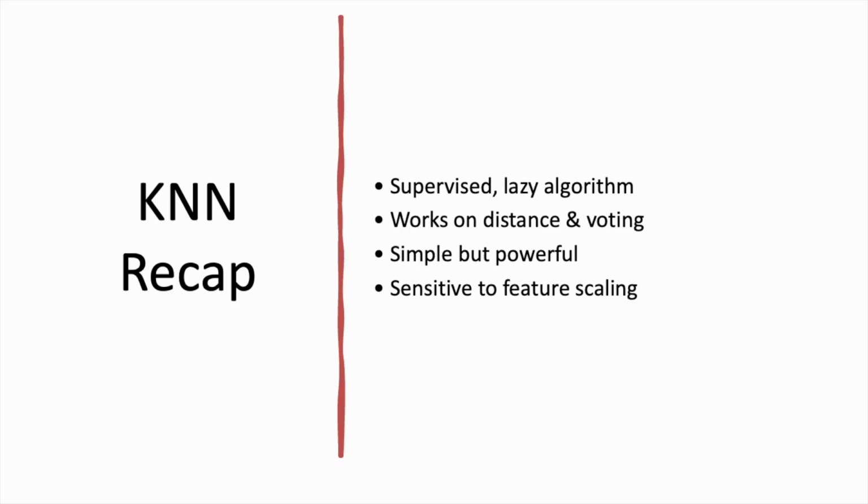Let's quickly recap. KNN is a supervised lazy learning algorithm. It predicts based on the majority of nearest neighbors using distance calculations. It is simple, interpretable, and works well with small data sets, but it needs proper feature scaling and struggles with large or high dimensional data sets. Used smartly, it is a powerful tool in your ML toolkit.